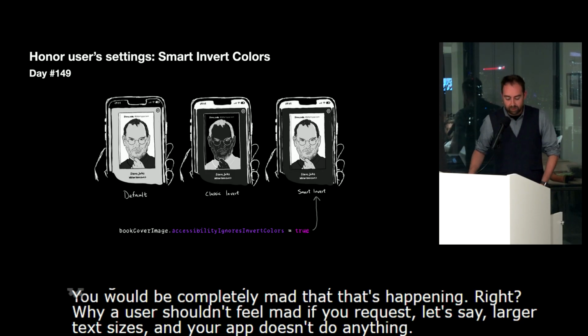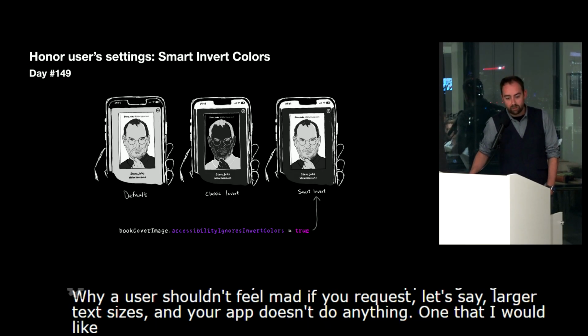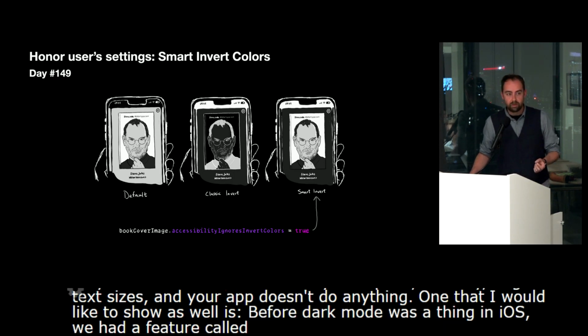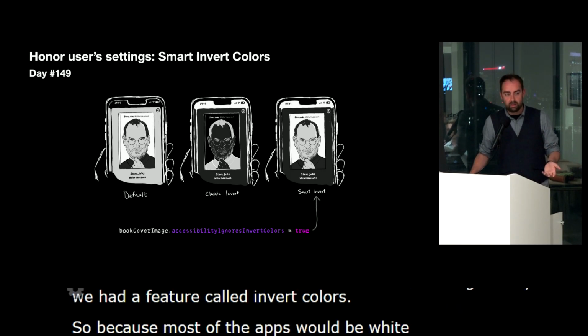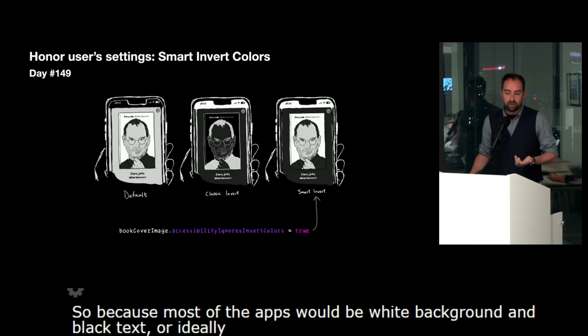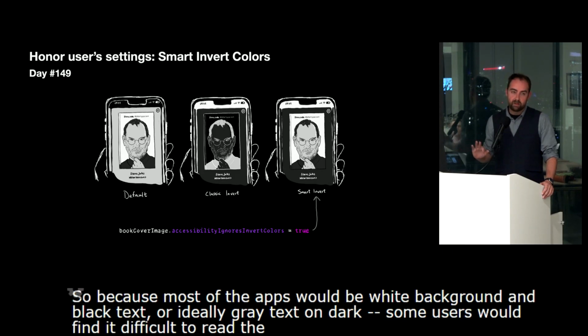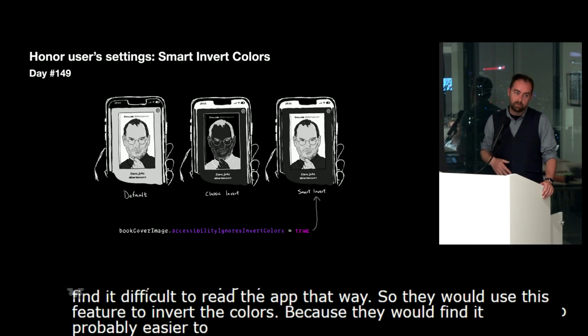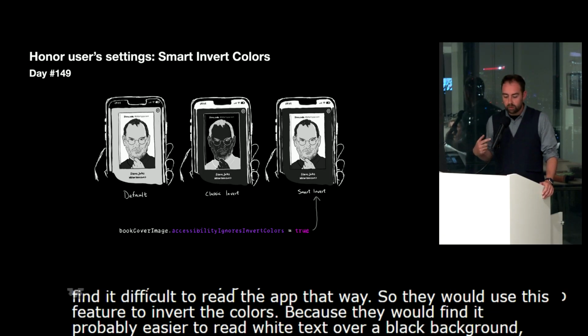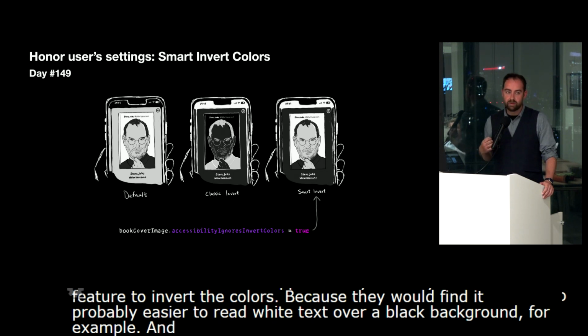And one that I like to show as well is, before dark mode was a thing in iOS, we had a feature called invert colors. Because most of the apps would be white background and black text, or ideally black text and dark gray text, some users would find it difficult to read the app that way. So they'd use this feature to invert the colors, because they'd probably find it easier to read white text over a black background, for example.